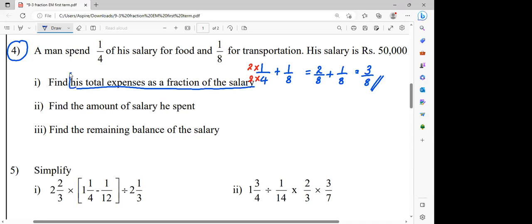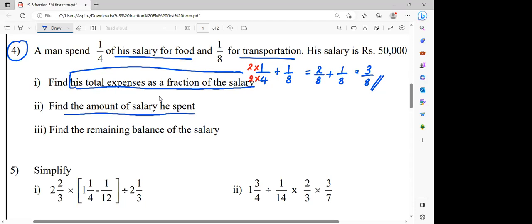Actually, what is meant by 3/8? If the salary is 8/8, that means there are 8 equal parts in his salary. If his salary is divided into 8 equal parts, 3 of those 8 equal parts have been set aside for his food and transportation. Find the amount of salary he spent.